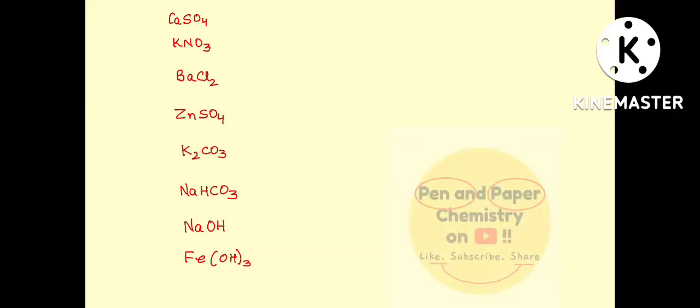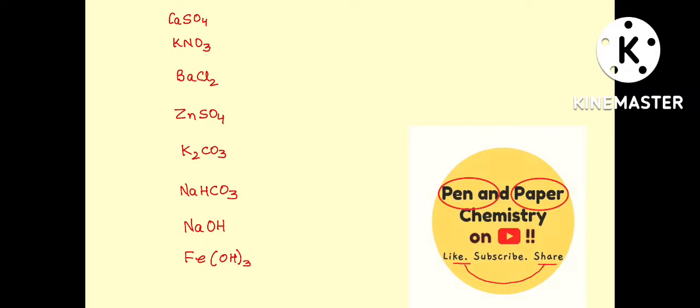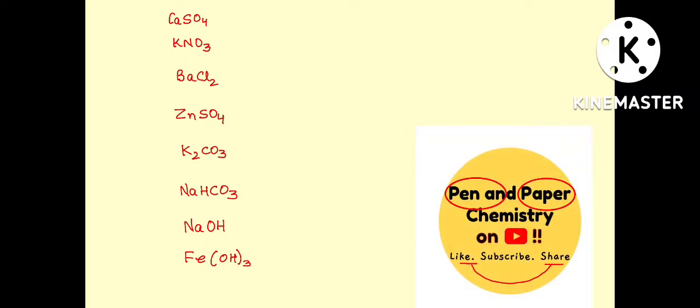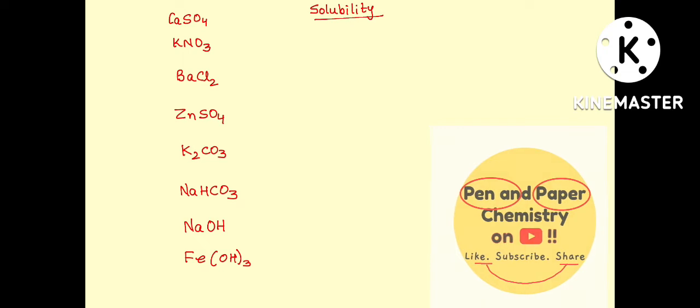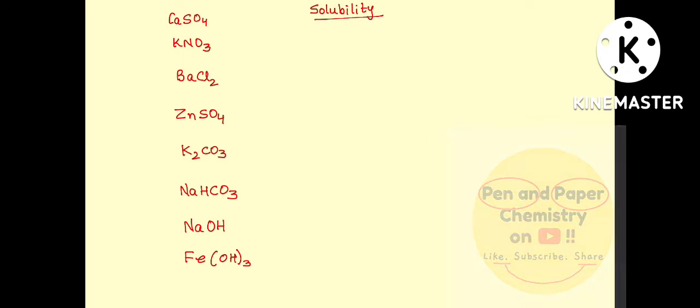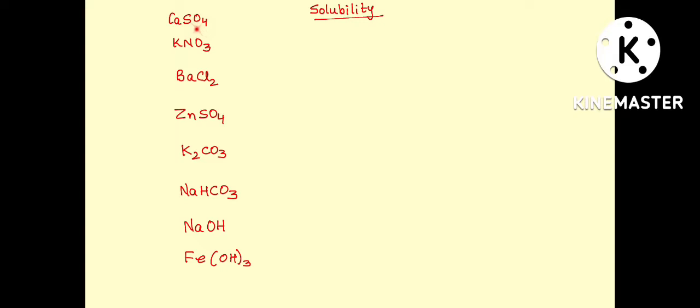Hello dear students, today we are going to start the class with a short test. You have to tell me about the solubility of these compounds, whether the compounds that you see listed on the screen are soluble or insoluble in water. The first one is calcium sulfate, potassium nitrate, barium chloride, zinc sulfate, potassium carbonate, sodium bicarbonate, sodium hydroxide and ferric hydroxide. Take your time to answer these questions.